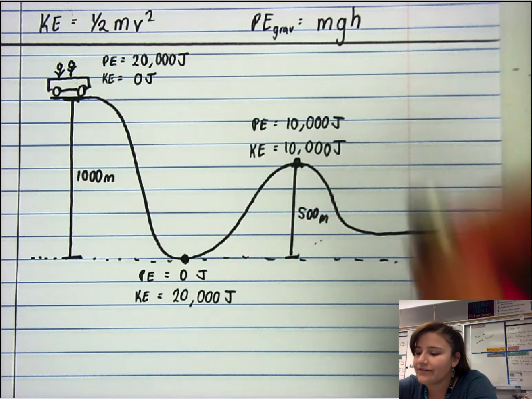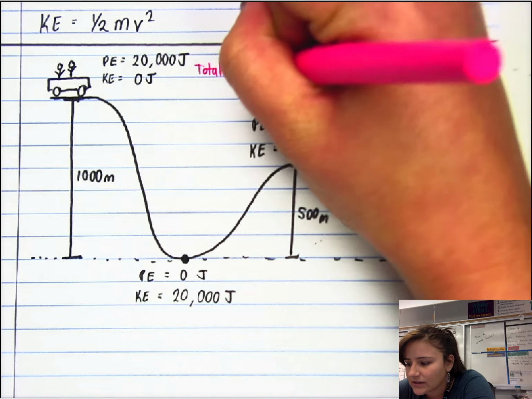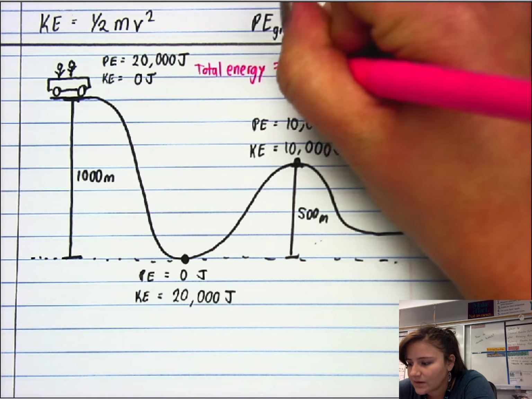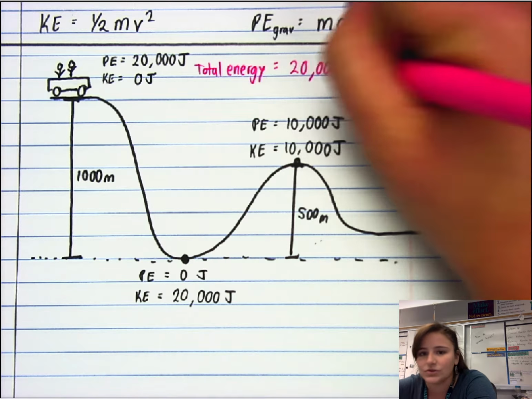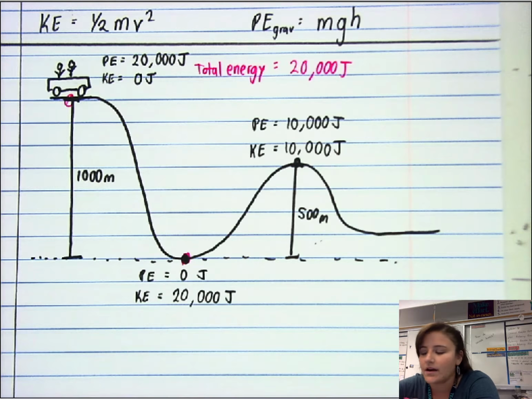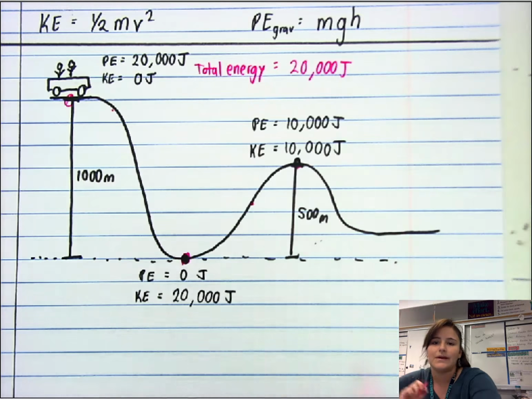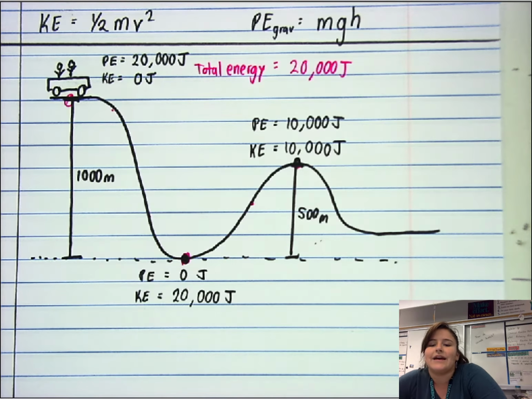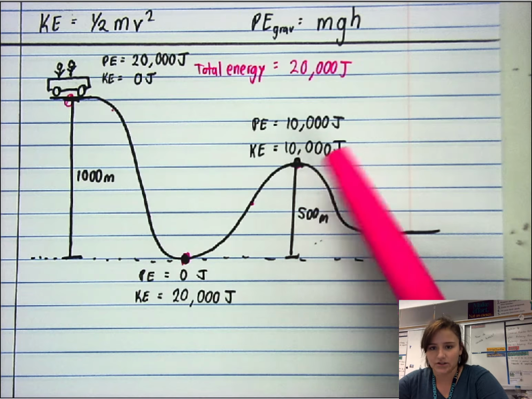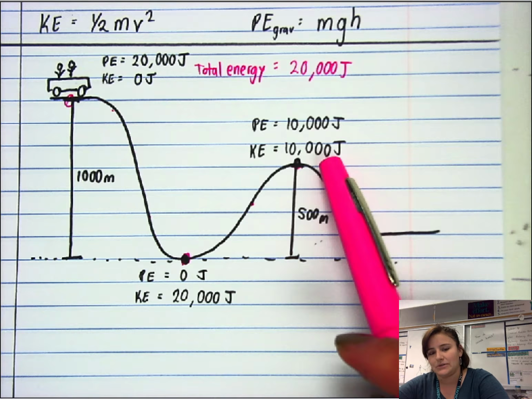Okay? So that everywhere the total energy is 20,000 joules. It doesn't matter if you're at this point on the ramp, at this point on the ramp, or this one. Okay? The total energy everywhere along this, if we ignore friction, is 20,000 joules. In reality, some of this energy is lost to friction, but in a well-designed roller coaster, that's pretty minimal.